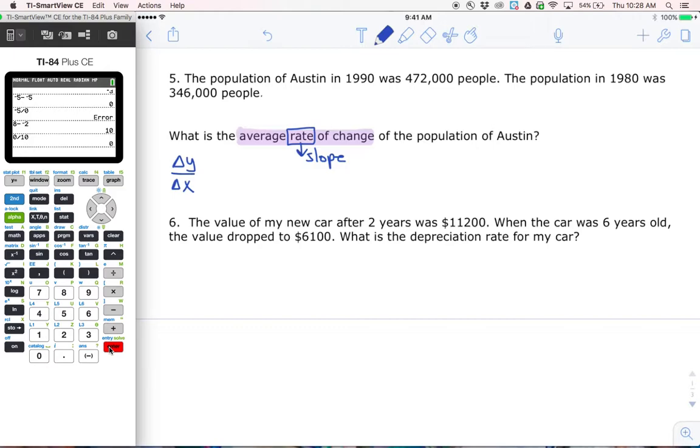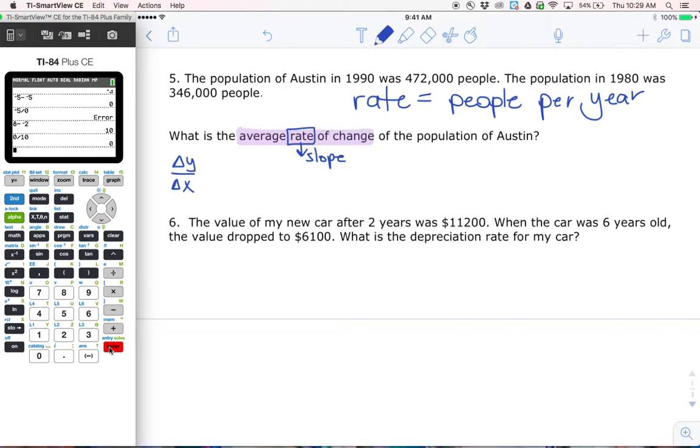The population of Austin in 1990 was 472,000 people. The population in 1980 was 346,000 people. So we're supposed to find the rate of change for this population. What we really definitely need to understand is that when we're done, we're going to have a rate. I want you guys to keep this in mind. So we're talking about people per year. That would be the rate of change, right? People per year. Not year per people. That doesn't make sense, right?